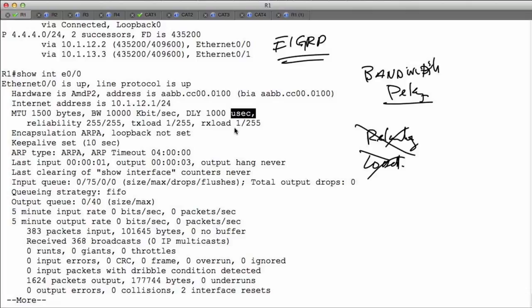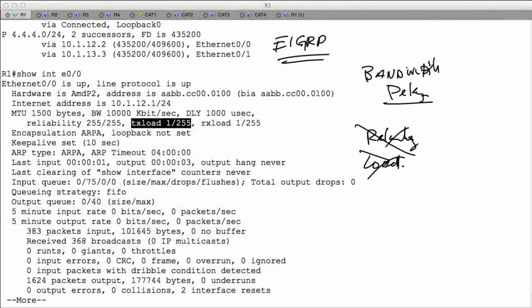So the main thing we need to recognize is that this is where all of that information is, to include reliability and even receive and transmit load, when it comes to whether or not we want to incorporate those into our best path calculation process.